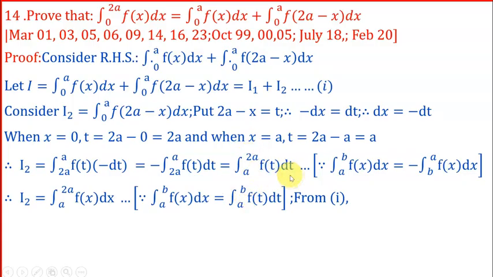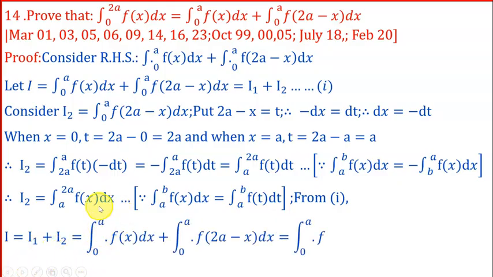Okay. Now again we will apply the change of variable property. This all equals, integral I2 is equal to integral a to 2a f of x dx. This is the I2. Therefore, I is equal to I1 plus I2, which is integral 0 to a f of x dx plus integral 0 to a f of 2a minus x dx. Okay. Therefore, this first integral I1 is as it is. But what is the value of this I2? The value of I2 is integral a to 2a f of x dx.